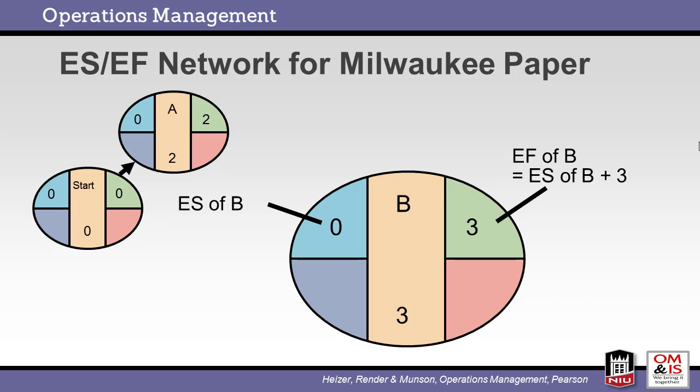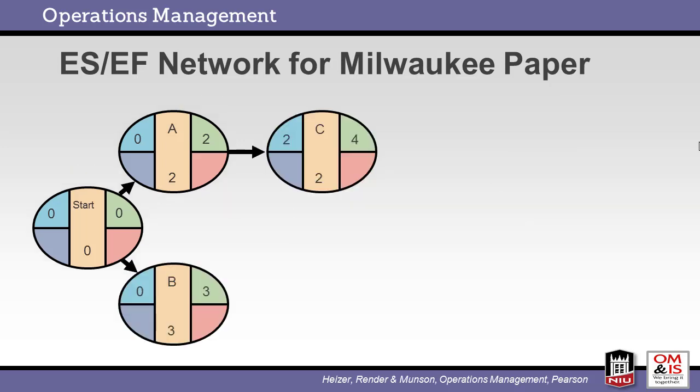We link the start activity to activity A, and then we add activity B with duration of 3 and an earliest finish of 3. After linking the start, A and B activities, we add activity C. The activities are linked based upon their precedence. Notice that the earliest start and earliest finish values are added as we go.